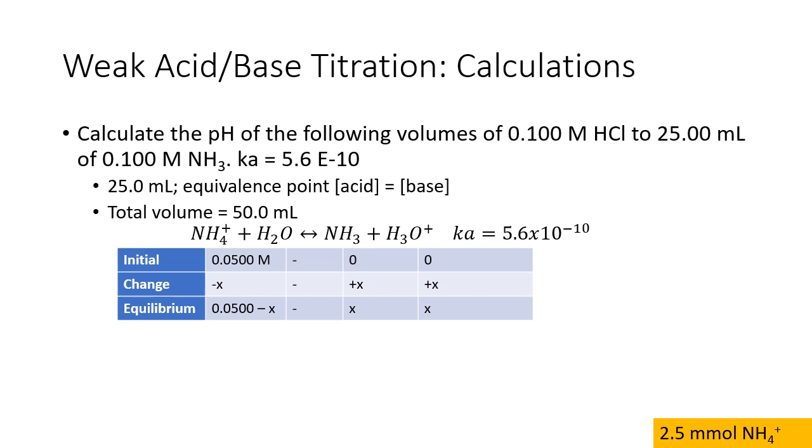So we take our 2.5 millimoles, we divide by 50 milliliters, and we get molarity. And we go ahead and fill in our ice table. So we have 0.0500 molar, and we're pushing toward the product side. So we plug all that in, and then we put it into our Ka equation. And we ignore the minus x because 5.6 times 10 to the negative 10th is super tiny. So we know that that's not going to matter. This is how we end up with a pH at the equivalence point less than 7, because we are doing this backwards equilibrium.